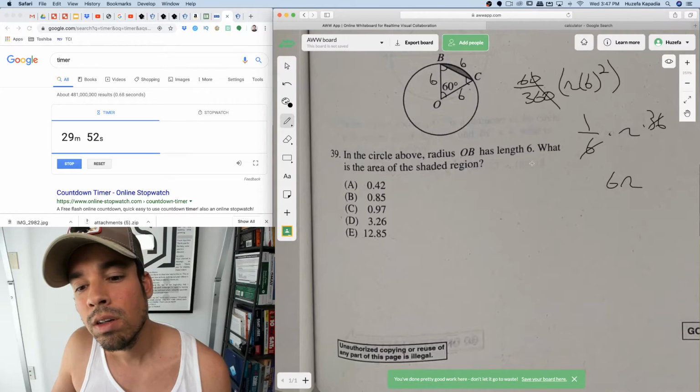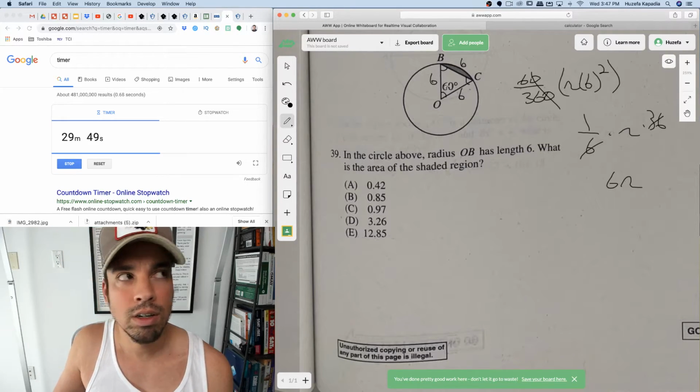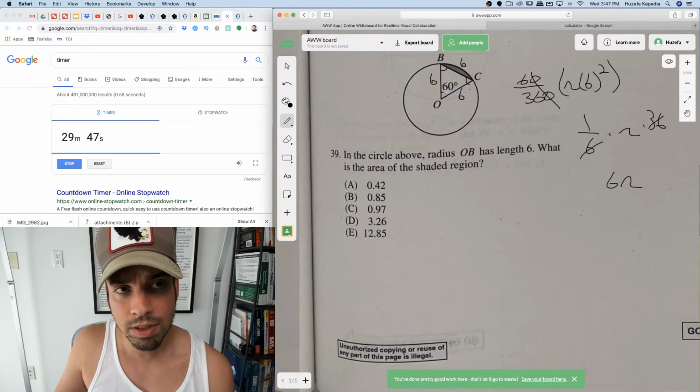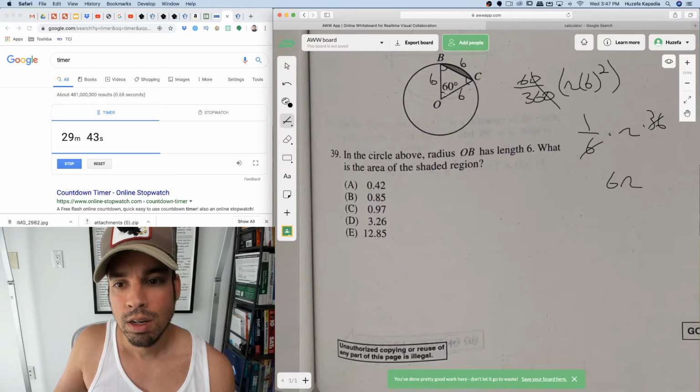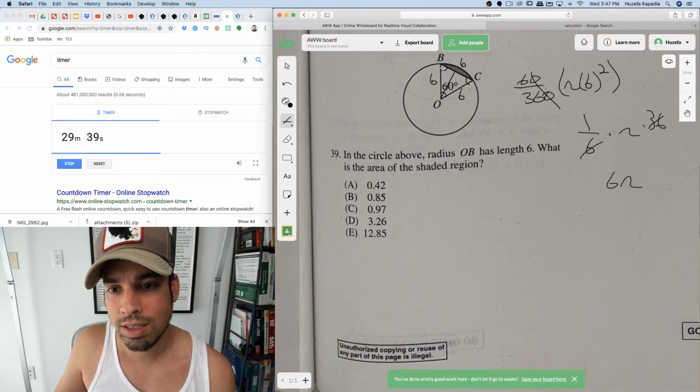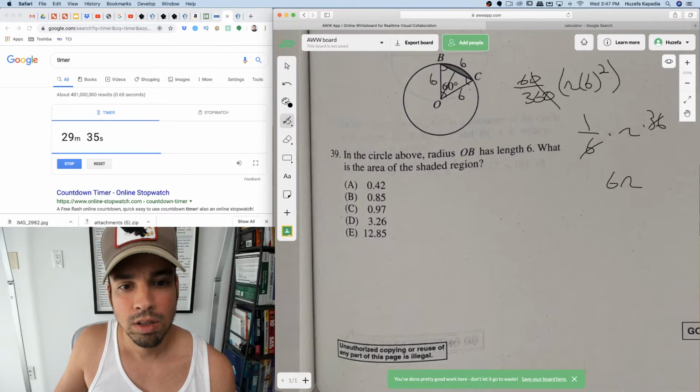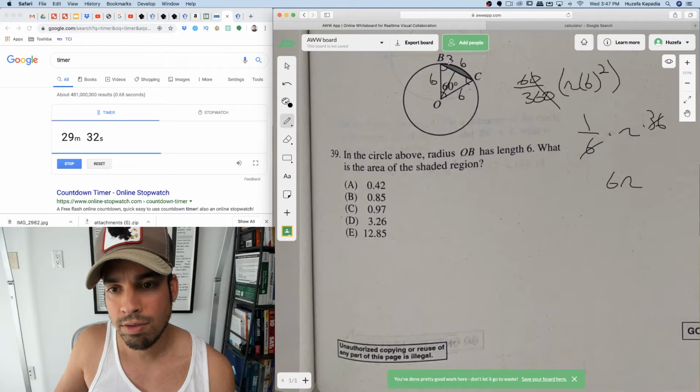Wait. And then we have to subtract the area of an equilateral triangle. There's a formula for this, but I always like to derive it myself. I can't really remember the formula, but I know if all these sides are 6, I'll draw down a height, and then I create a 30, 60, 90 right triangle. So this little side here, since I split it in half, is 3. And so this is 3, this is double 3, this is 3 root 3.